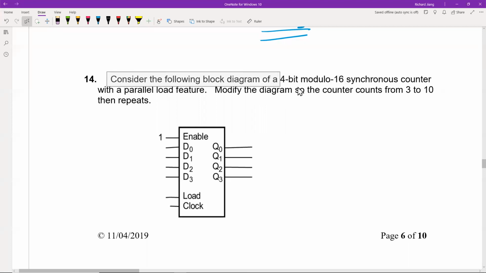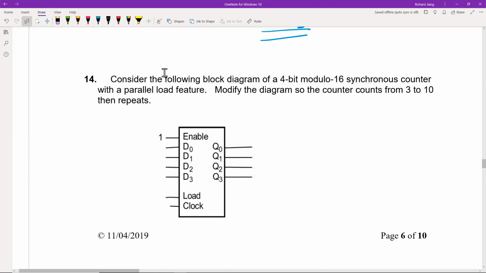It says, consider the following block diagram of a 4-bit modulo 16 synchronous counter. So modulo 16, you can kind of ignore that if you want. The idea is that this is a counter. It's got 4 bits, so you can count between 0 and 15. Once you get to 15, it rolls over back to 0. That's what modulo means. If you take 17 mod 16, for example, the answer will actually be a 1. Once you get to 15, it'll roll around. That's all it means. Good.